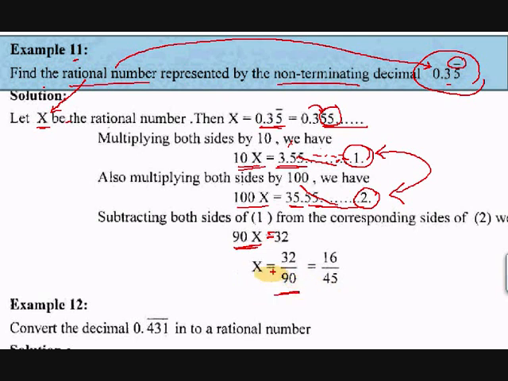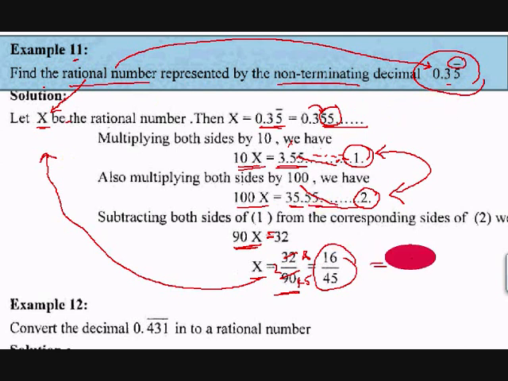Now simplifying, 5 is not the common factor, we will use 2. Dividing by 2, we get 16 by 45. So this is the number. The x we assumed is equivalent to the rational number of this decimal notation. This is equal to this.